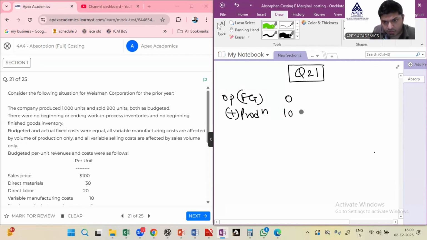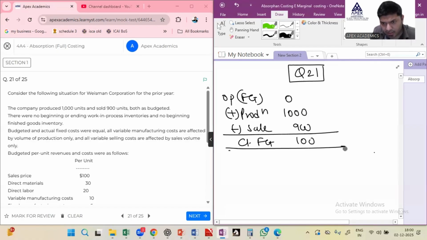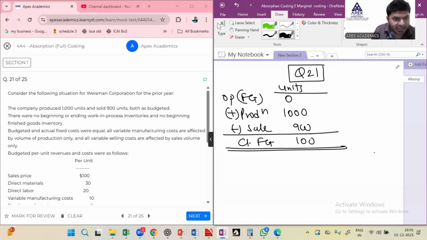My production is 1000 units and my sale is 900 units. Therefore, my closing stock of finished goods is 100 units. I hope you are able to understand this. Now, please go ahead. Budgeted and actual fixed cost are equal, means there is no variance.